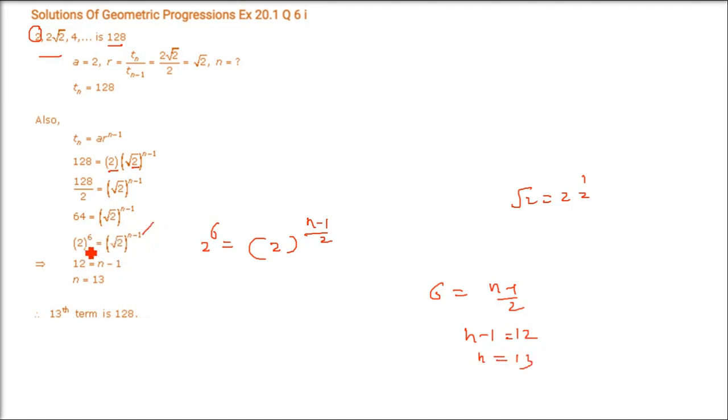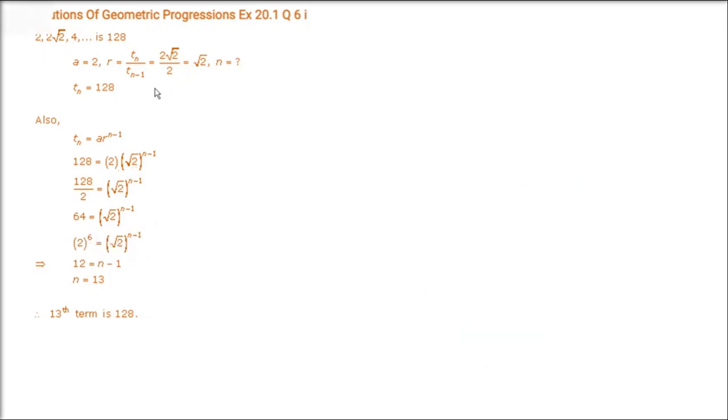Okay, there is a slight change here. Root 2 you have to write as 2 to the power half, then only it will come as n minus 1 by 2 equal to 6, so 12 equals n minus 1. You will be wondering why this 12 equals n minus 1 has come.